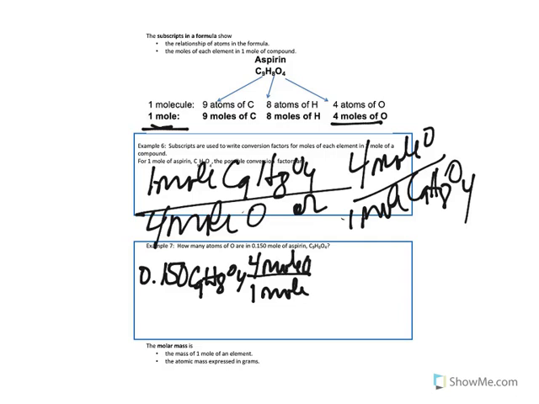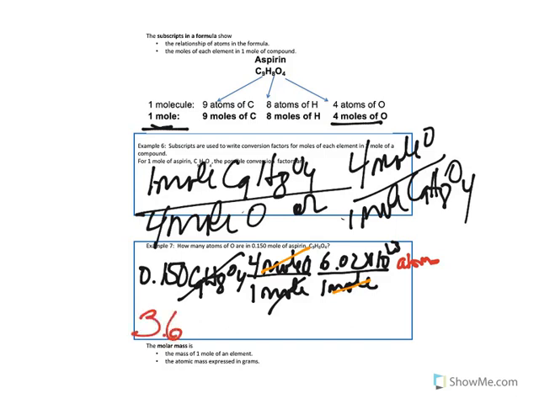But now we want to know atoms of oxygen. 1 mole of oxygen has 6.02 times 10 to the 23rd atoms of oxygen. So we have canceled moles of aspirin, and then we cancel moles of oxygen, and we're left with atoms. So let's put this in our calculator and see what we get. 0.150 times 4 gives me 0.6 times 6.02 times 10 to the 23rd gives me an answer of 3.612 times 10 to the 23rd.